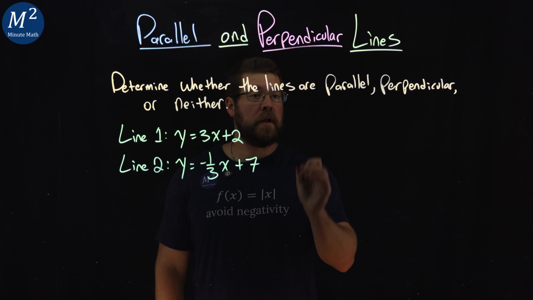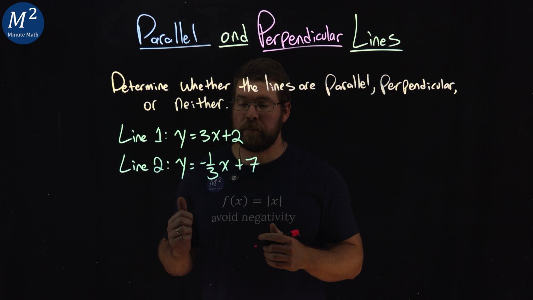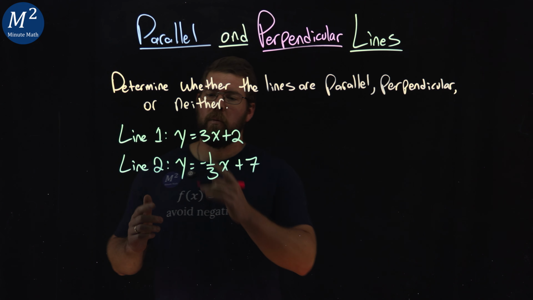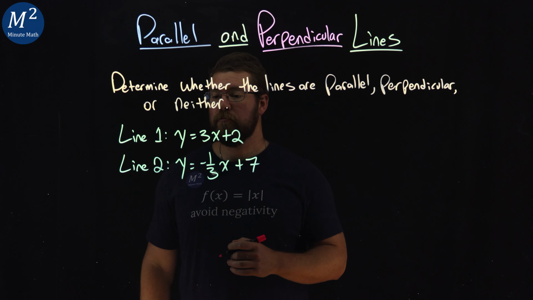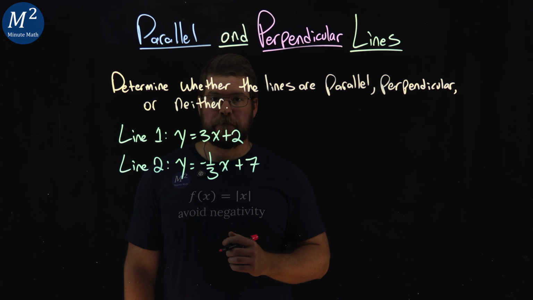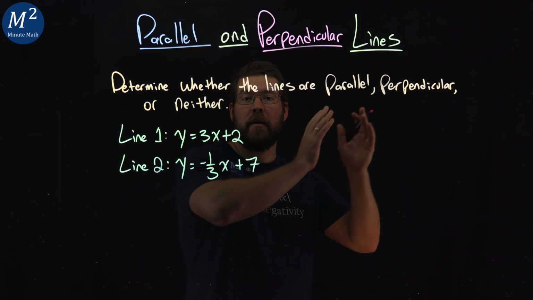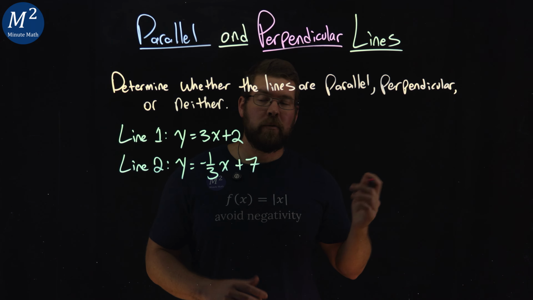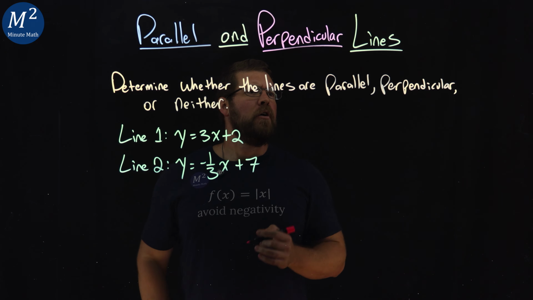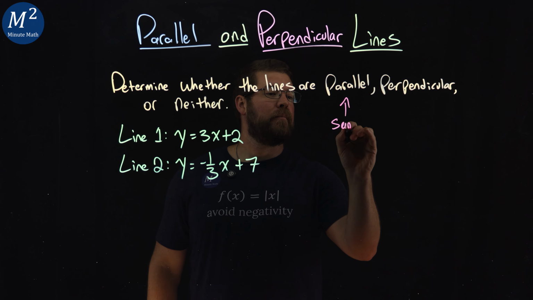Determine whether the lines are parallel, perpendicular, or neither. Our two lines are y equals 3x plus 2 and y equals negative 1/3 x plus 7. So let's go first through and see, are they parallel or are they perpendicular? If we can't show either one, it must be neither. So parallel lines have the same slope.